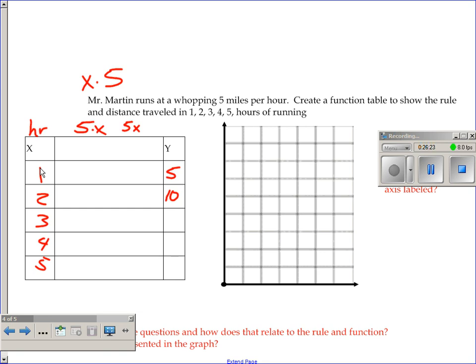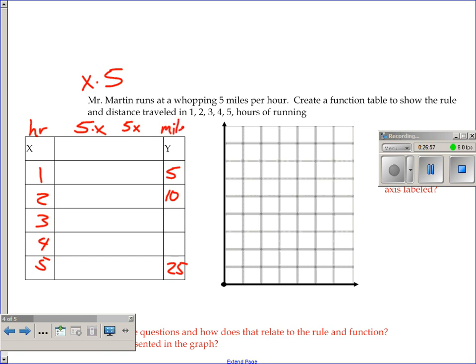Here is my unit rate, 5 miles for every 1 hour. We're going to take 5 miles and multiply it by every hour that we travel. So when we get down to 5 hours of running or slogging, we'd travel 25 miles. Okay? So we know Y should be labeled what? What should the Y be labeled? Y is miles. Say it again, miles.